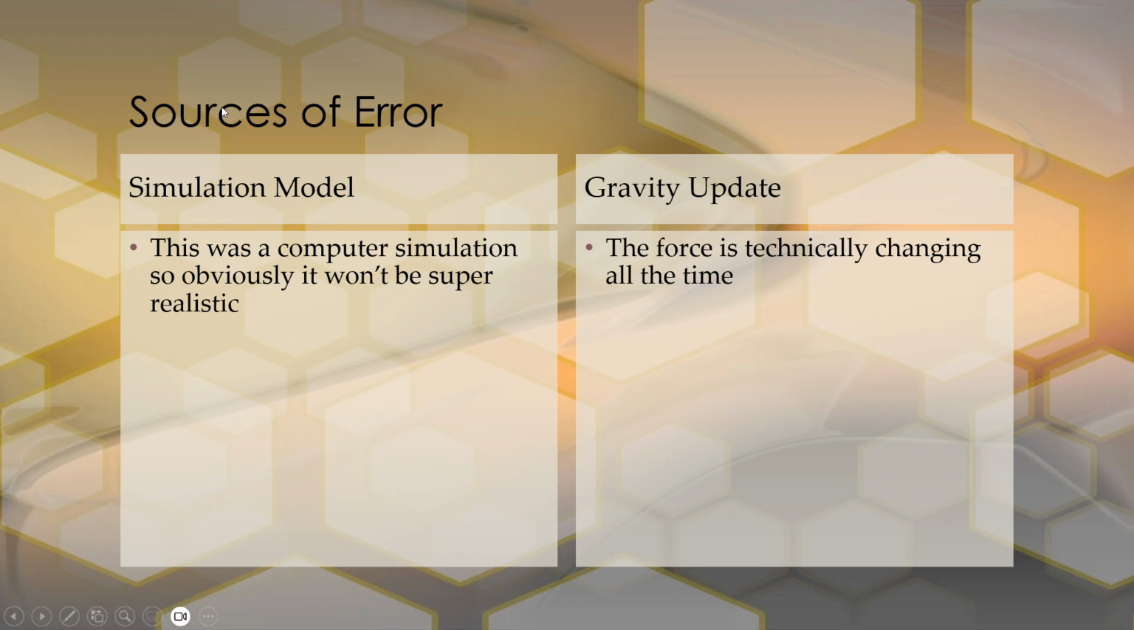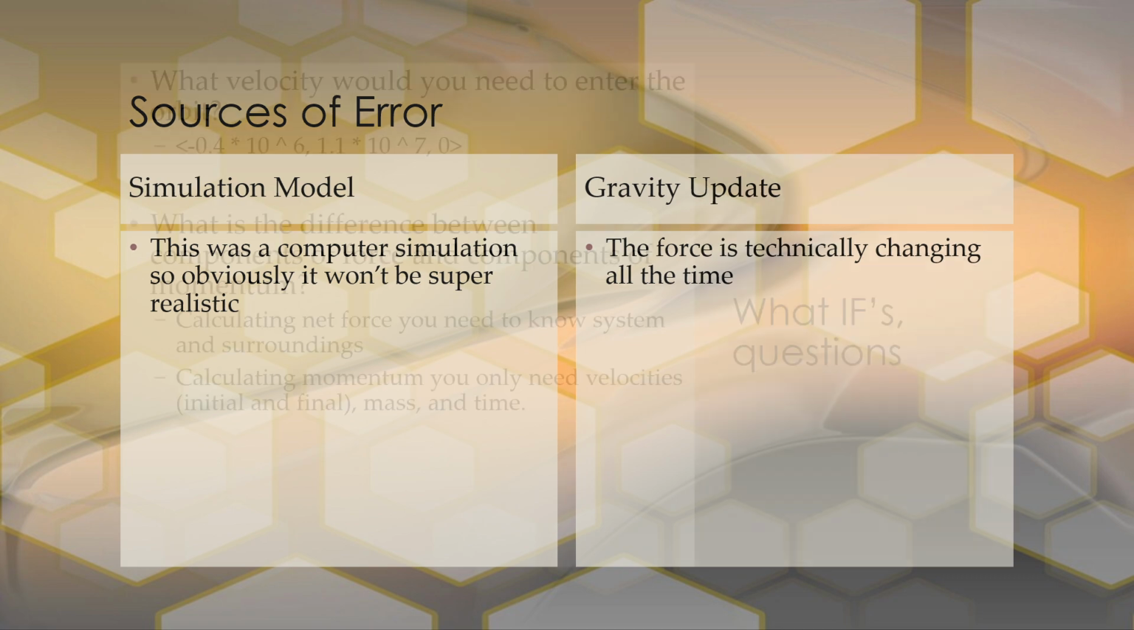So some sources of error: obviously this was a computer simulation. We didn't take actual data from a spaceship in a black hole, so it won't be super realistic. I mean, it's definitely pretty good, but there could be other asteroids and other planets in the system which are encountering the spaceship as well. So it would change the force of gravity, change the net force. We're only accounting for one point, which is the black hole. So that could be weird. And then also updating the gravity. The force is changing all the time, every time the radius changes, and we're not really accounting for that. And that would make a difference just because that's part of the equation.